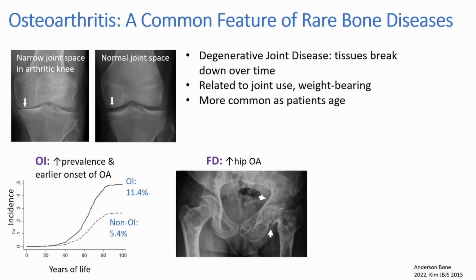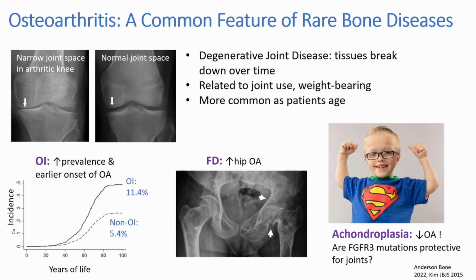We don't have quite as nice of a study in fibrous dysplasia, but there have been some reports of osteoarthritis, especially in the hip joint. You can see here compared to this normal joint where we have nice space, in this joint we see bone-on-bone grinding. And so this is a quite common site of arthritis in FD.